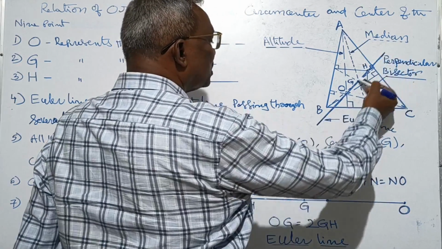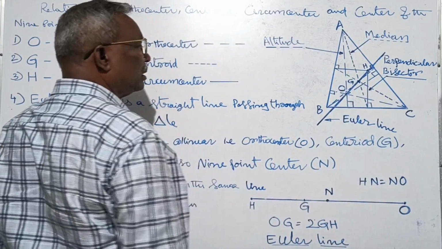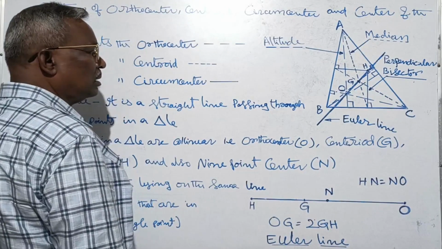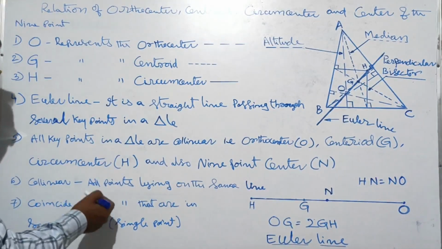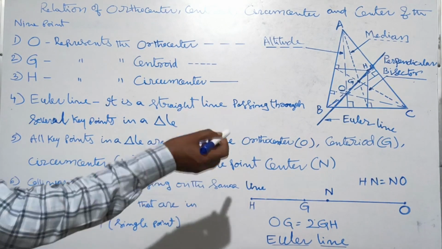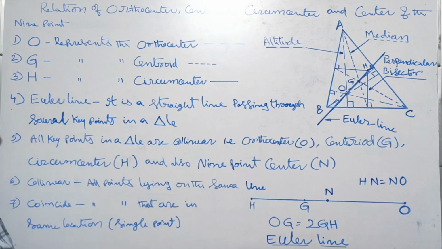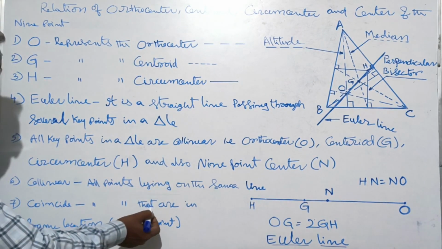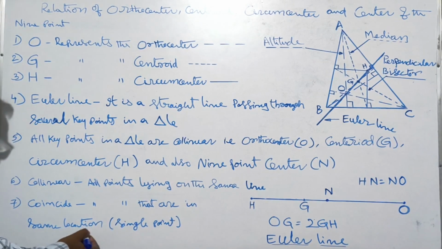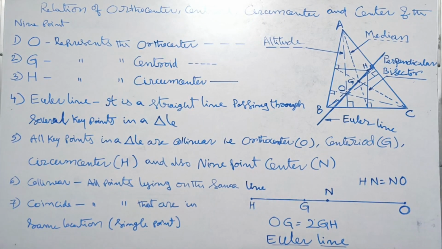The orthocenter, centroid and circumcenter pass through one straight line. That line is called the Euler line. Coincide means all points are in the same location, at a single point. That is called coincide.